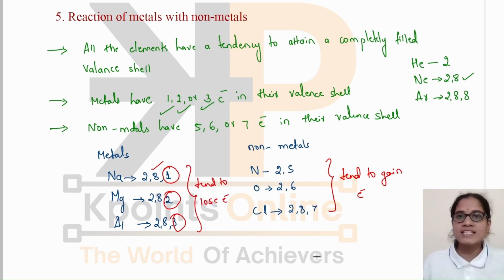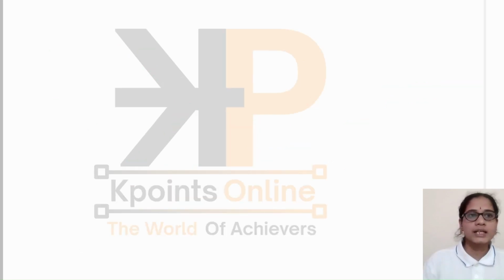So when these metals lose electrons, it will be easier for non-metals to accept those electrons, and there is a formation of bond between those metals and non-metals. Let us see how the formation of bond takes place when the metals and non-metals react with each other. Let us take sodium as an example here.